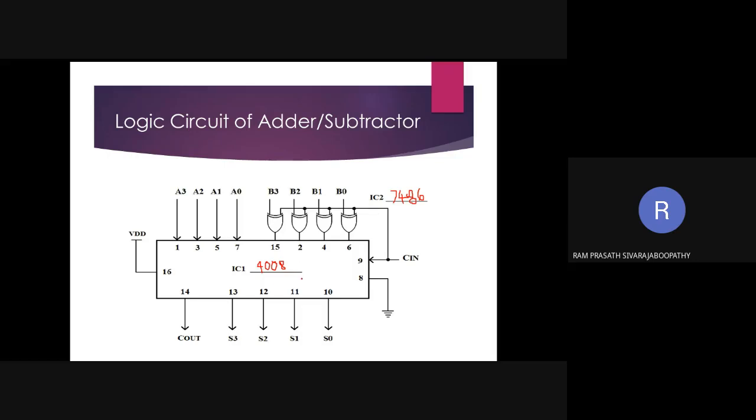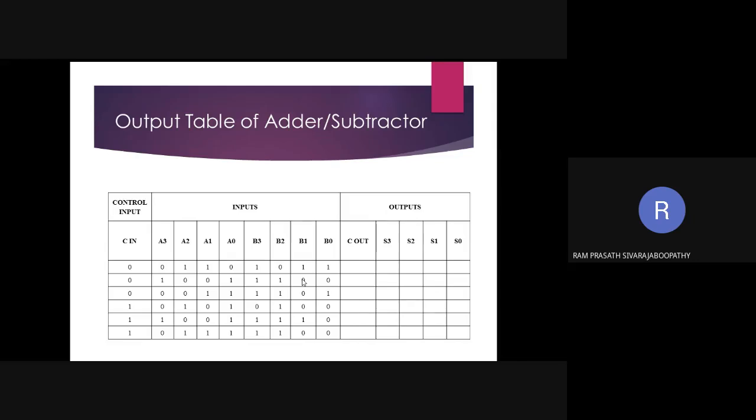Fine. So this is the output table of adder cum subtractor. So this is the output we are going to verify. See, in our case it is A1, A2, A3, A4 in the IC, but we are going to name it as A0, A1, A2, A3, B0, B1, B2, B3 like that. Fine? Is it clear for everyone? Will we design the circuit?